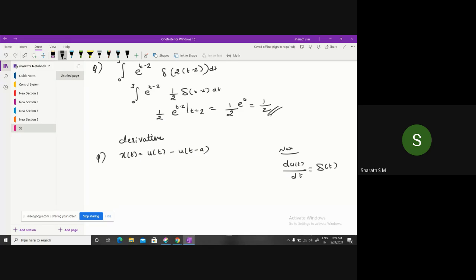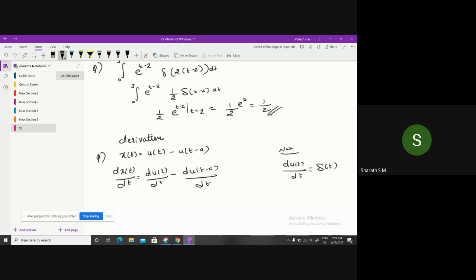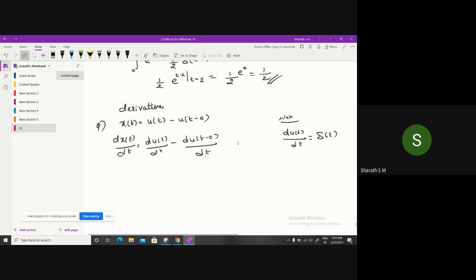So here we need to sketch the first derivative. That means we need to differentiate this signal. So differentiate both LHS and RHS so that dx of t divided by dt is equal to du of t divided by dt minus du of t minus a divided by dt. So du of t by dt is the impulse delta of t, minus delta of t minus a. So this is the first derivative of the given signal.